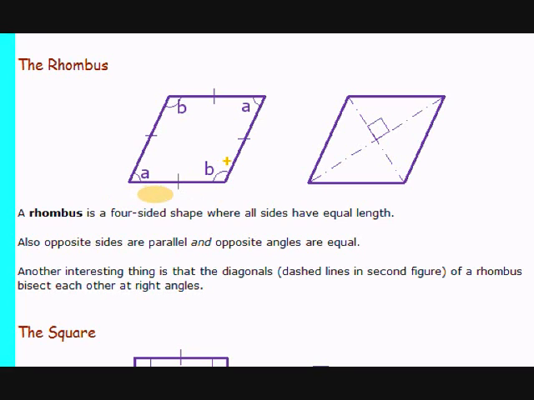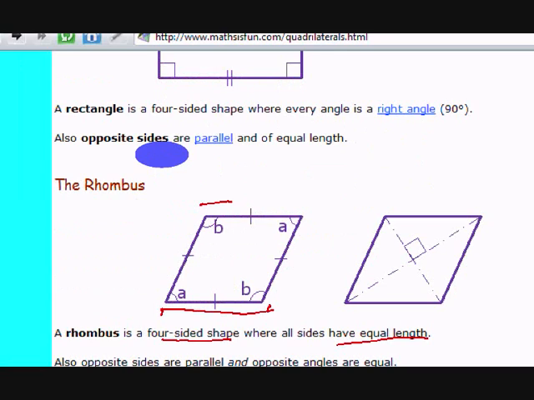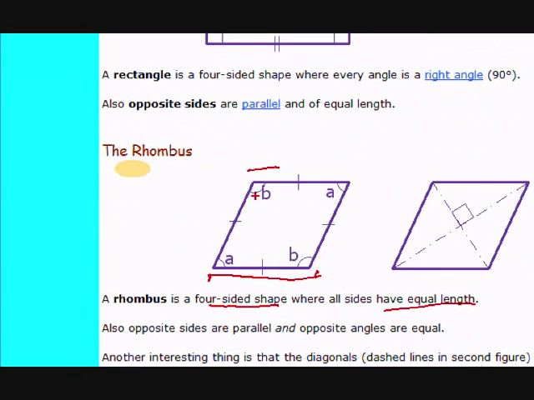The rhombus has a four-sided shape, where all sides are equal length. So rhombus and square are nearly equal, but what is the difference between a rhombus and a square? In a square, the angle is 90 degrees. But in a rhombus, the angle is not 90. A square would come straight, like this, but in the case of a rhombus, it is going to be sheared, like this. There is a little angle. The angle is going to be different. It is not 90 degrees.